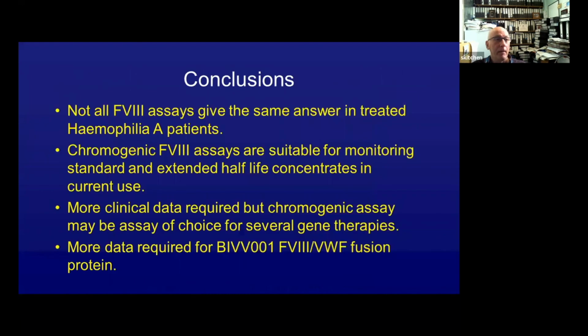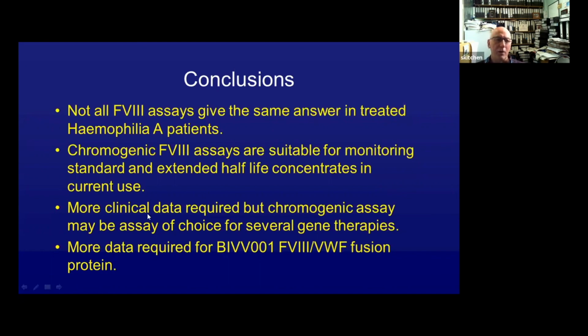So I think we can anticipate good data on gene therapy in advance of seeing this in our patients post-licensing, let's say. So in conclusion, it's clear that not all factor VIII assays give the same answer in treated haemophilia A patients. Chromogenic factor VIII assays are suitable for monitoring standard half-life concentrates, plasma-derived, B-domain deleted, full-length recombinant, and in addition, extended half-life concentrates available to date. And so I think it is an attractive option because some one-stage assays are not suitable for some products. Chromogenic assays are suitable for all the products available to us just now.